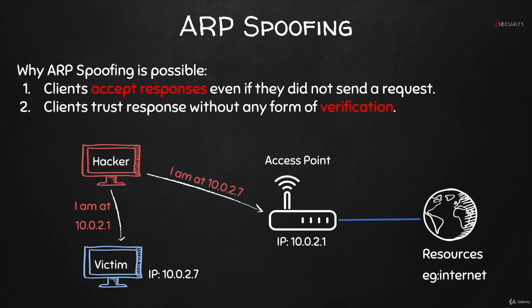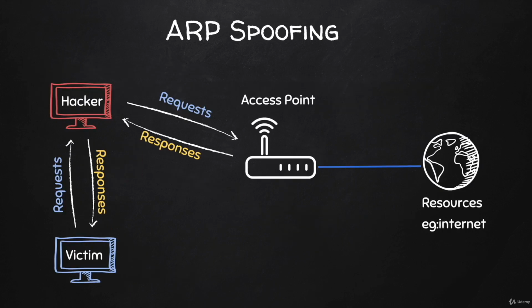Now that we know how ARP spoofing works, let's see how we can run this attack and redirect the flow of data so it flows through our device. This will allow us to intercept data and see everything sent to and from a target computer, including usernames, passwords, and so on. Now there are a number of tools that can be used to run an ARP spoofing attack.